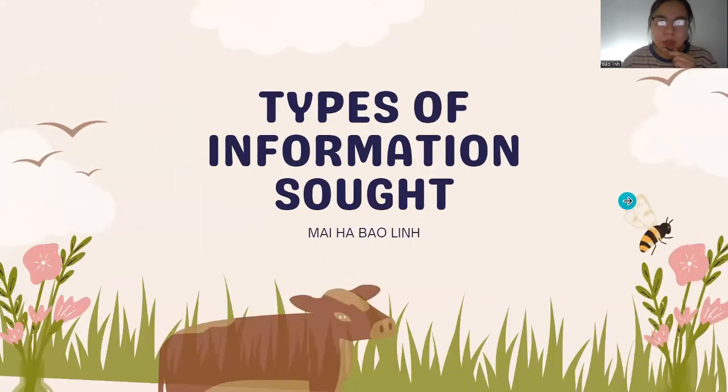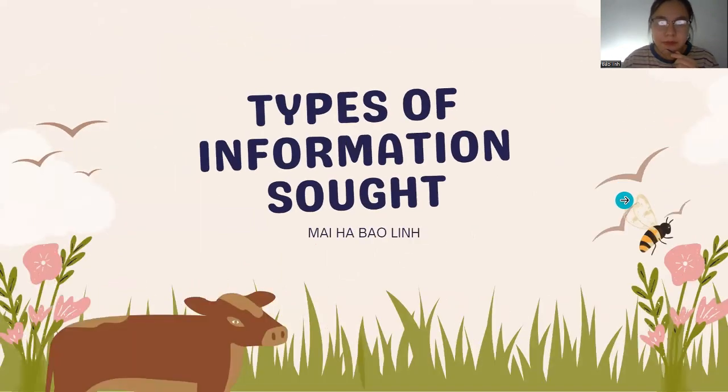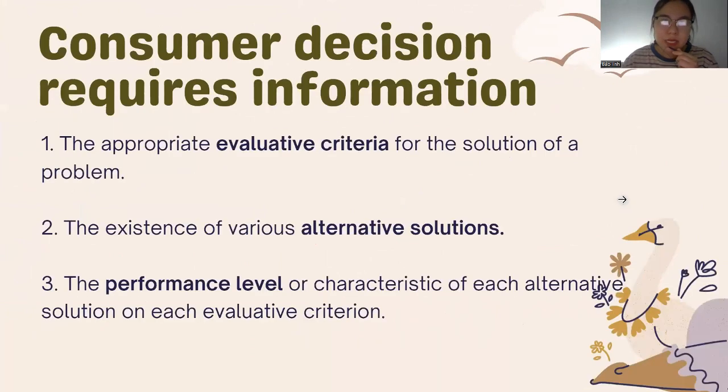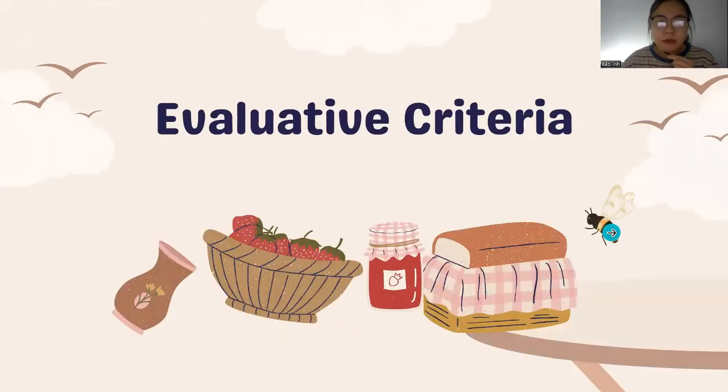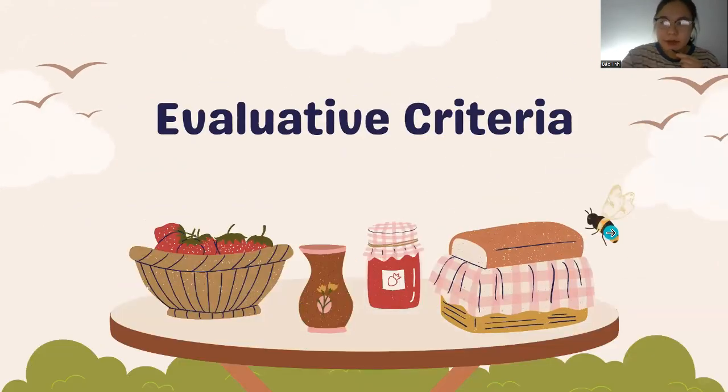The first one is types of information search. We have three types of information sources that affect consumer decisions. The first one is appropriate evaluative criteria for the solution of a problem. The second one is the existence of various alternative solutions. And the last one is the performance level of characteristics of each alternative solution on each evaluative criterion. So the first one is evaluative criteria.